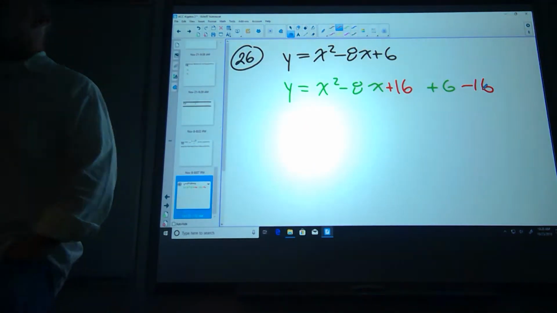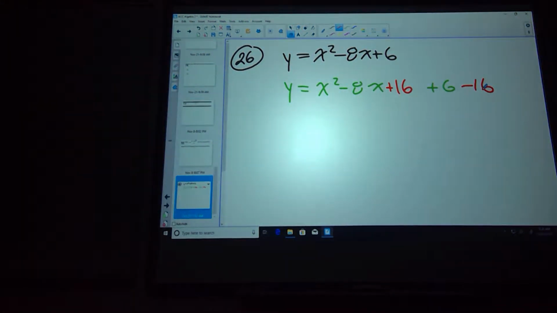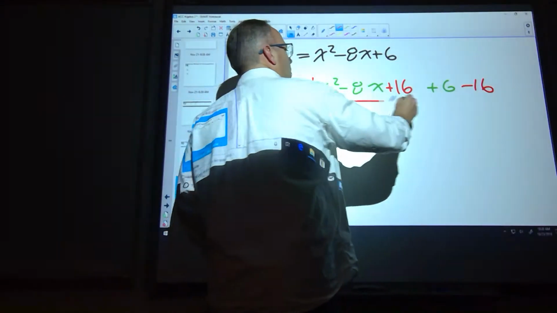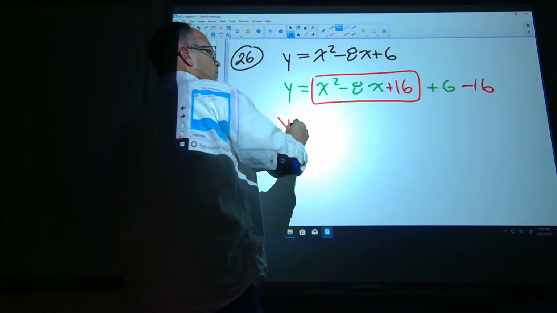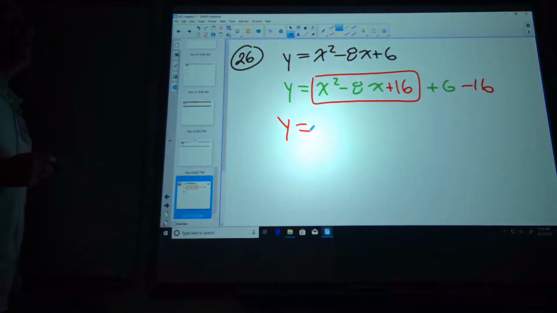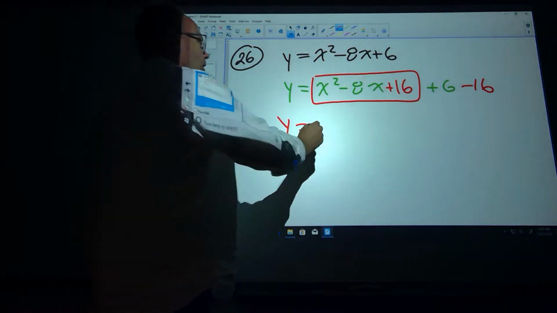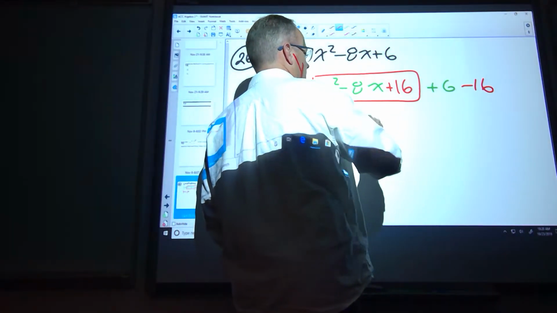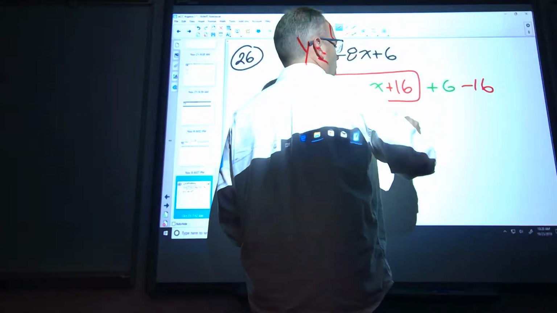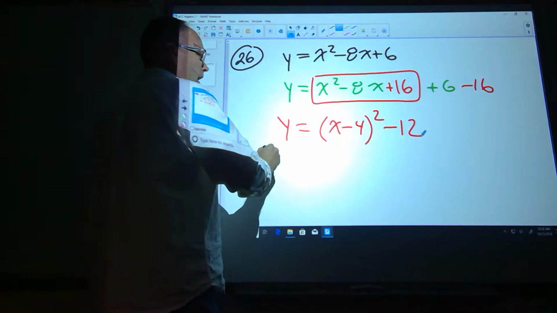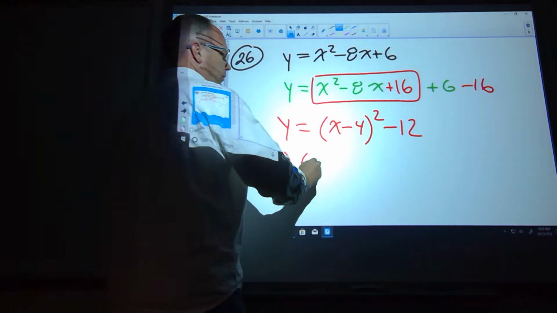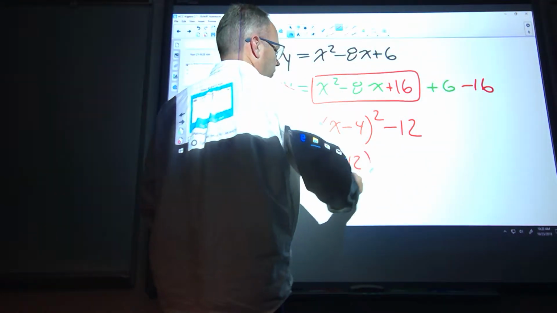Agreed? Now, don't get caught up in the thing where you could say, oh, look, 16 and minus 16, they cancel. I understand. We're not doing that. This is my complete square polynomial. So, what does that factor to? X minus 4 quantity squared. Good. And then minus 12. So I have a vertex at 4, negative 12.